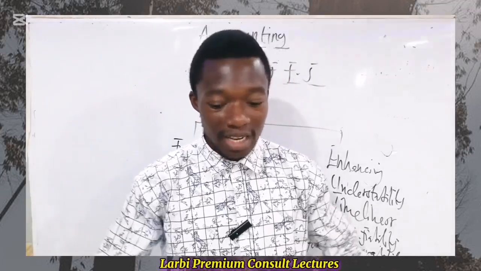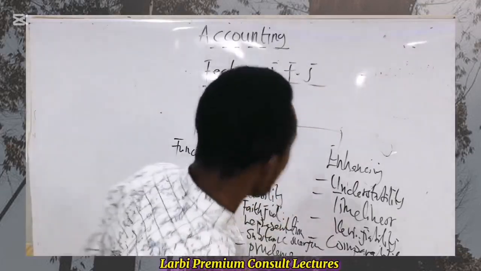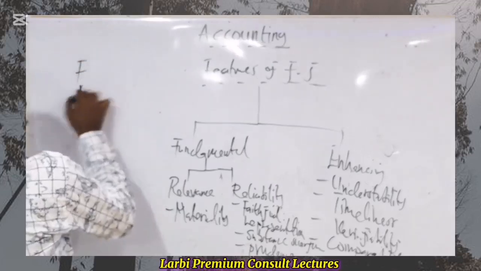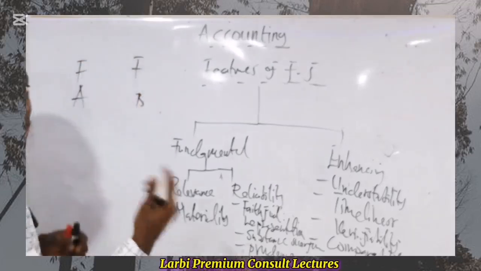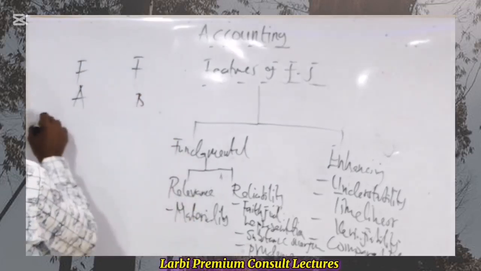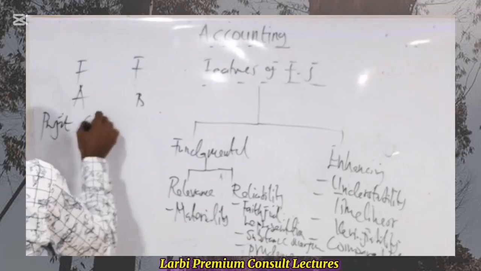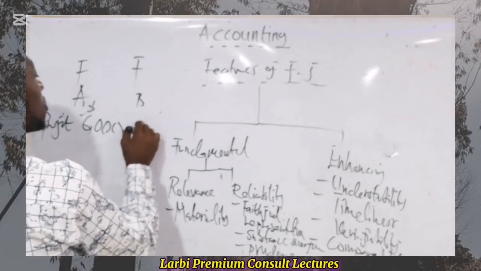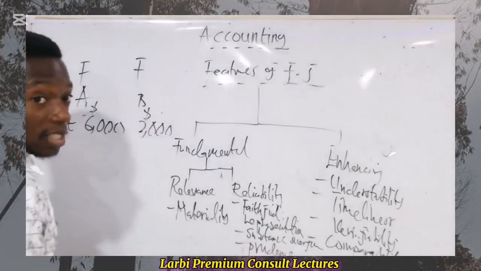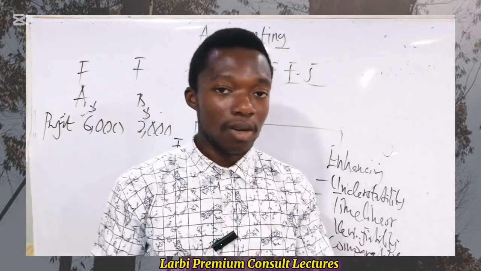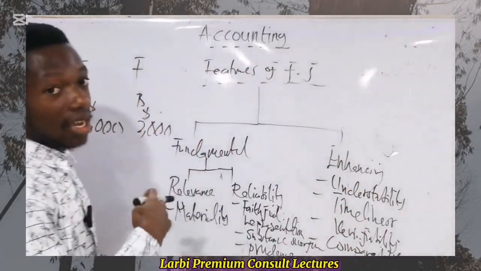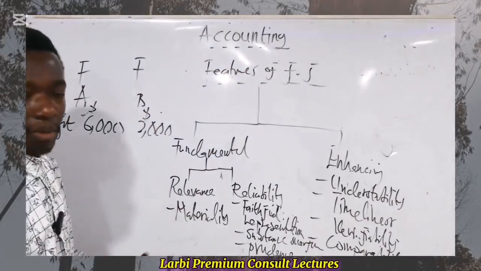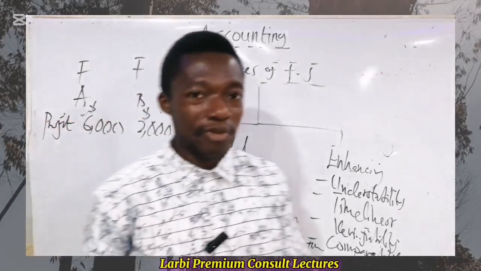So once you omit it, and it turns out to affect the decision that users will make. For instance, let me give you a classical example. Let's say we have 2 firms, firm A and firm B. Firm A declared a profit for the year of $6,000, and firm B declared a profit of $2,000. All things being equal, we have held other factors constant. If you are an investor in these two companies, which of the companies are you going to invest in? Isn't it company A? Yes, it's company A. But how do you get to know that they made a profit of 6,000?